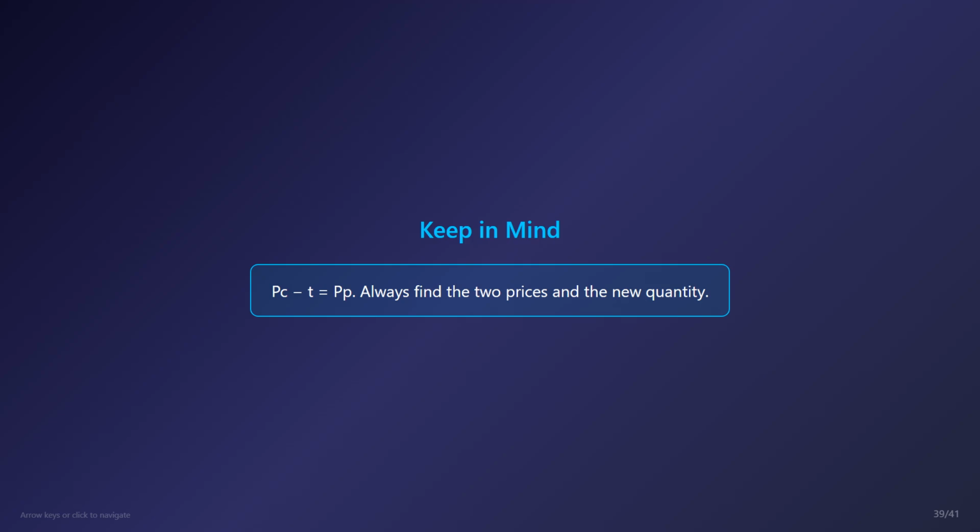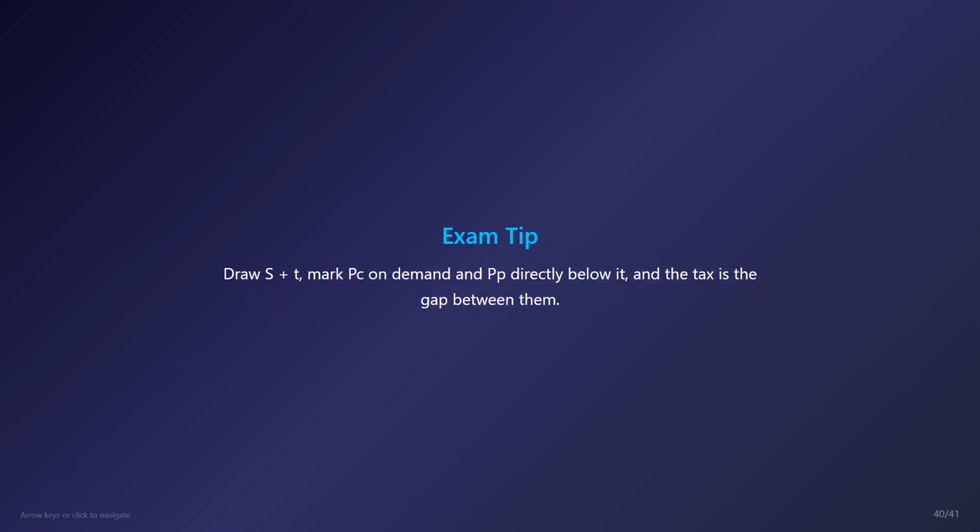PC minus T equals PP. Always pin down the two prices and the new quantity, and the rest follows. Here's the exam tip. Draw the new supply curve, S plus T. Mark the consumer price PC up on the demand curve, and the producer price PP directly below it. The tax is simply the vertical gap between those 2 points.